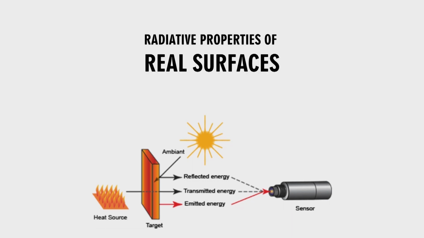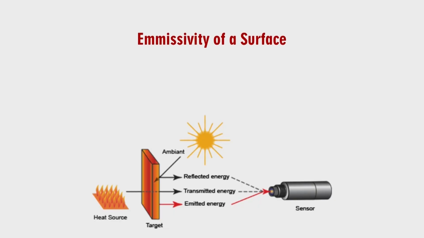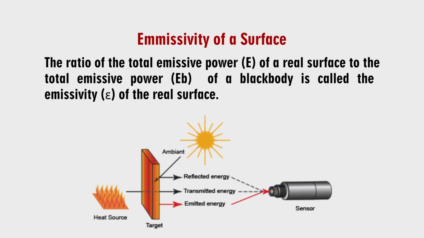Now we will understand the radiative properties of real surfaces. As you know, an ideal black body is a perfect absorber as well as a perfect emitter of thermal radiation. All real surfaces emit less energy than the corresponding black bodies. Now we will define the emissivity of a surface. The ratio of the total emissive power of a real surface to the total emissive power of a black body is called the emissivity of the real surface.